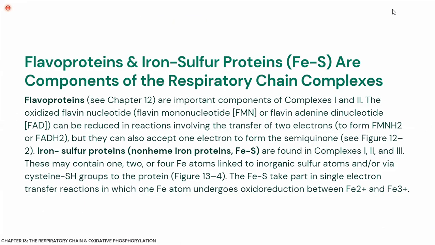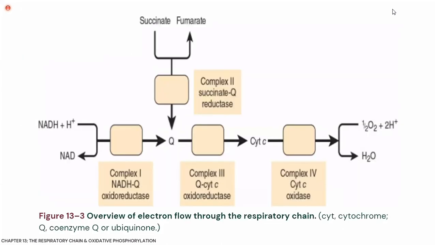Okay. Now, these are components, flavoproteins. Flavoproteins are what you call your FMN and FAD. So they come from here. The hydrogen here is dependent on FAD or FMN, while the dehydrogenases here are dependent on NAD.